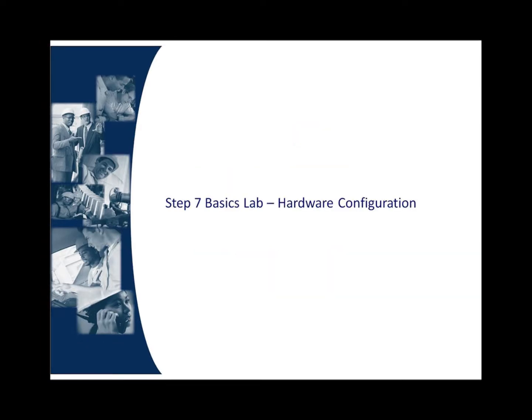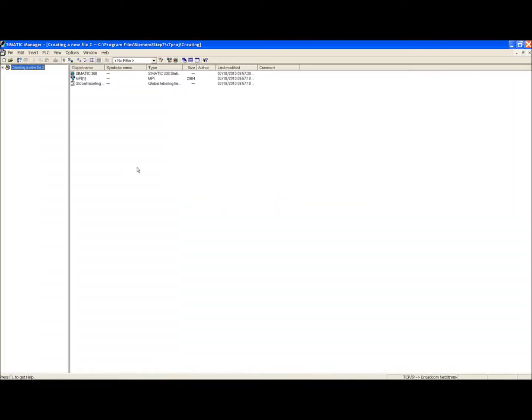The following lab is Step 7 Basics Lab, Hardware Configurations. In this lab, we'll configure the hardware for the file we created in the previous Step 7 Basics Lab, Creating a Project. Once the file we created manually in a previous lab is open, we'll click on our project and expand it. Click on Schematic 300 Station.